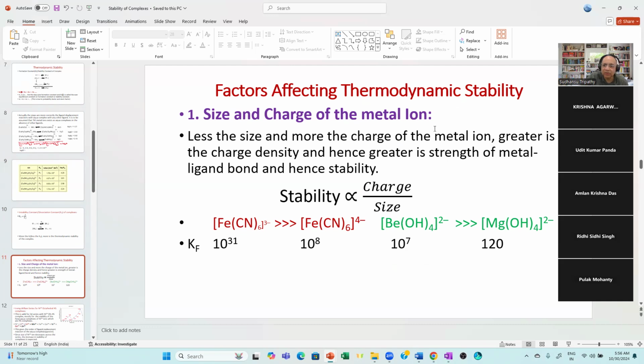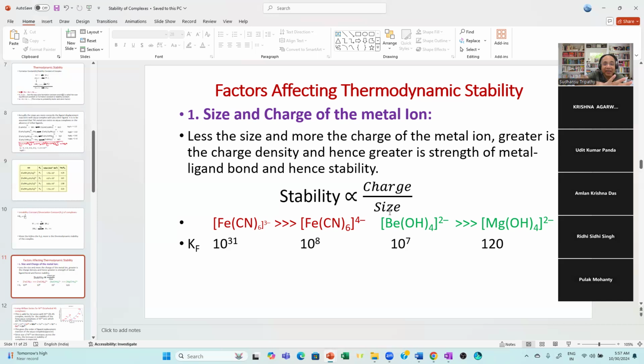Now, size and charge of the metal ion. The greater the magnitude of charge and the smaller the size, the greater the charge density, and therefore it will have a greater power to attract these ligands and form bonds. Again, we are coming to MOT or at least VBT and bypassing CFT.